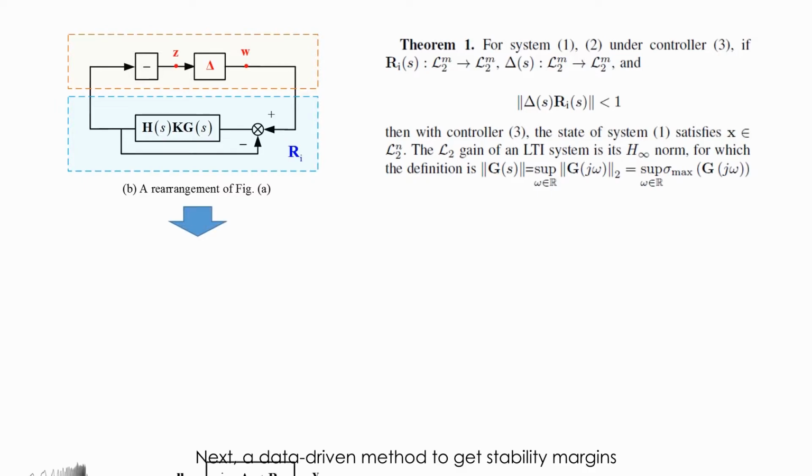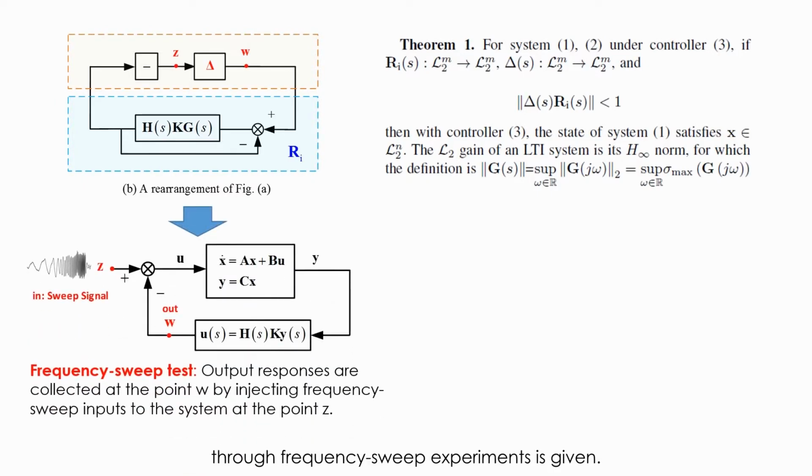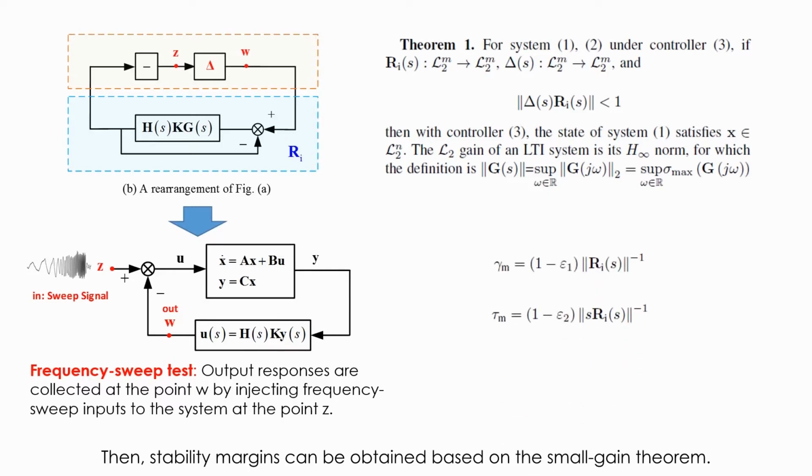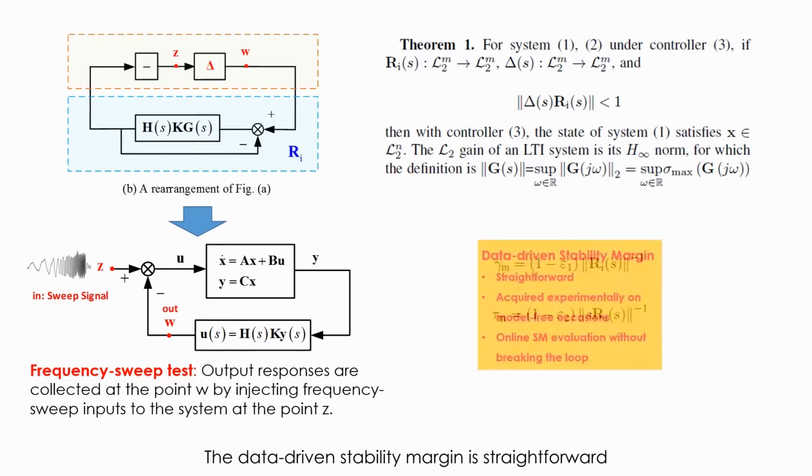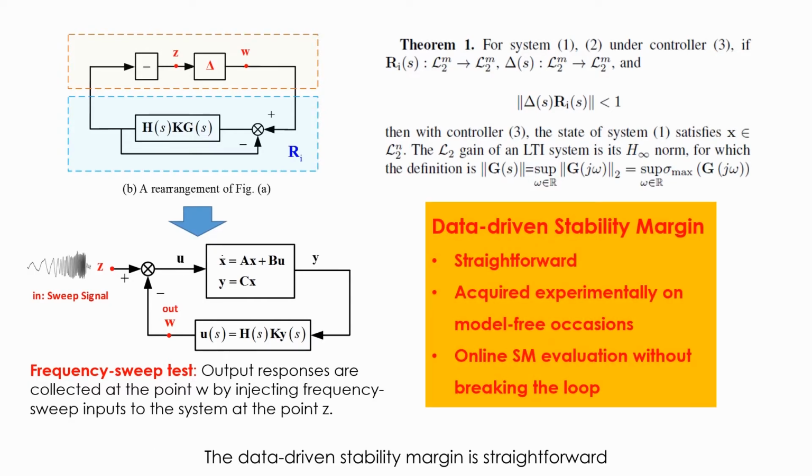Next, a data-driven method to get stability margins through frequency sweep experiments is given. The output responses are collected at the point W by injecting frequency sweep inputs to the system at the point Z. Based on the input-output data, one can get Ri. Then, stability margins can be obtained based on the small gain theorem. The data-driven stability margin is straightforward and can be acquired experimentally on model-free occasions. Furthermore, it can make the online stability margin evaluation possible without breaking the loop.